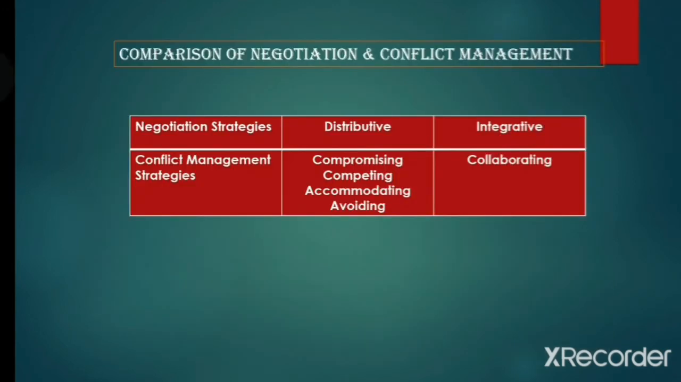Next is about the comparison of negotiation and conflict management. The negotiation strategies or the negotiation bargaining, in which the first one is the distributive. So as I have already said, distributive strategy or bargaining is a competitive bargaining strategy in which one party gains only if the other party loses something. So likewise, in conflict management strategies, compromising, competing, accommodating, and avoiding are similar to the distributive bargaining strategy.